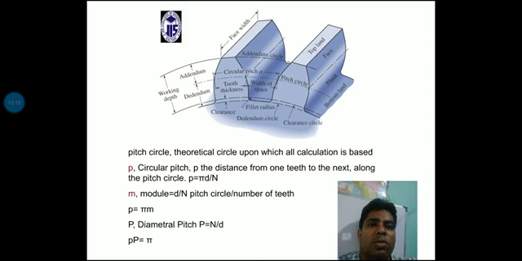And the next point is tooth thickness. Tooth thickness is the thickness of an individual tooth, and that is counted just below the lower portion of the teeth profile. That is called the tooth thickness.